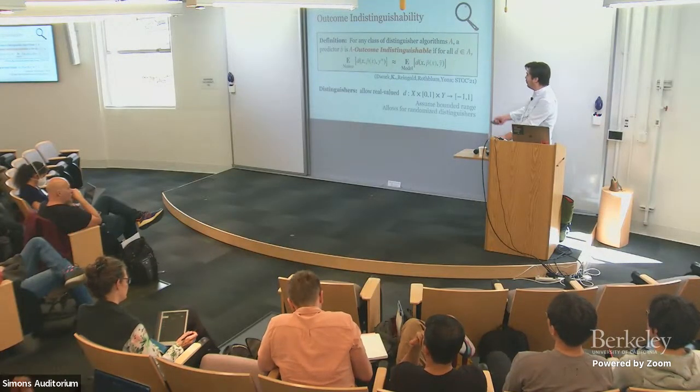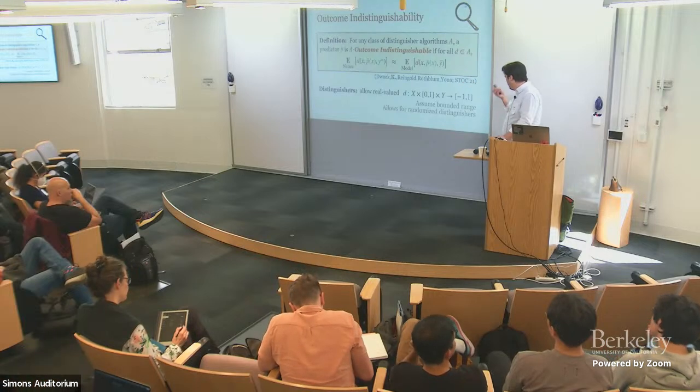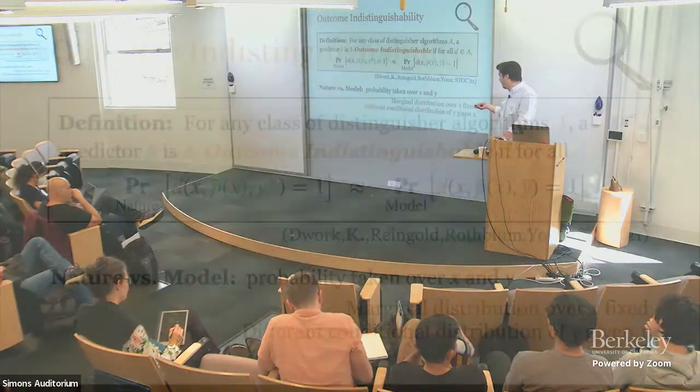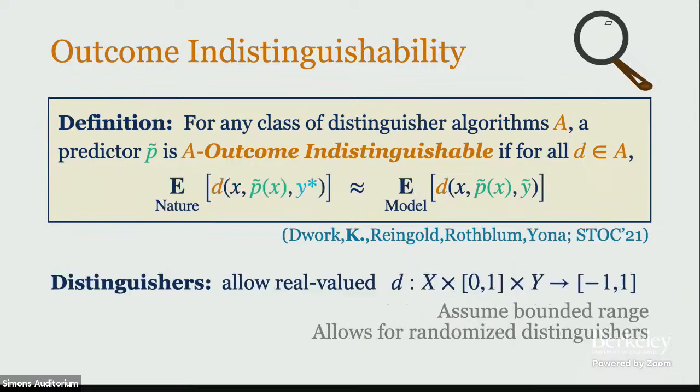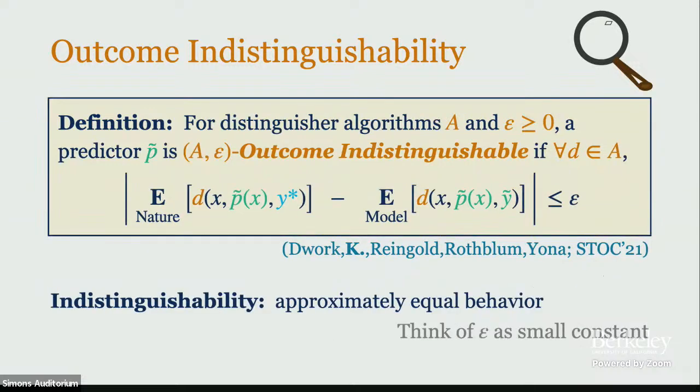Good. So for notational convenience, we've been hinting at this, we can take these discrete distinguishers. We can also take real valued distinguishers, allow a more general model where we take expectations now over the distribution of nature and the model of nature, as long as these distinguishers have bounded range. And then finally, we're going to need to be a bit more precise about this approximation. Again, we'll just take the absolute difference between the expectation in nature and the model of nature, and think of this epsilon as being a small constant. Okay, so this is our final definition of A epsilon outcome indistinguishability.